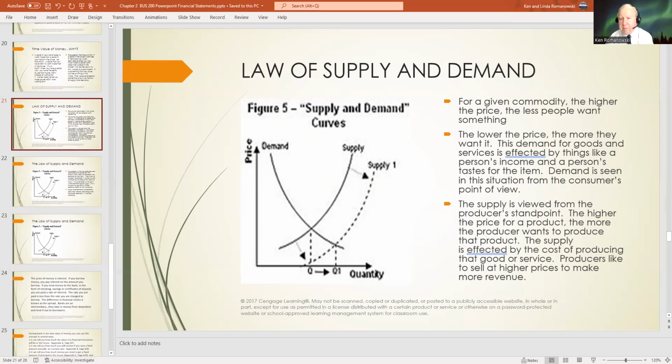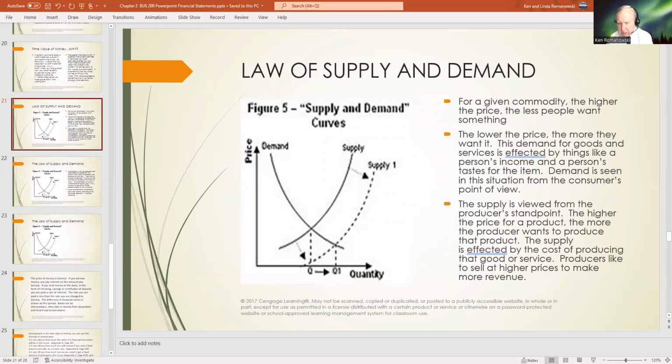The law of supply and demand is something that enters into prices for you. And especially when you're looking to the future for your own personal needs, not only for the entire economy, but also for your personal needs, you need to understand this concept. So with the law of supply and demand for a given commodity, the higher the price, the less the people want to buy something, okay, which makes sense. If the price is higher, then fewer people can afford it. If the price gets lower, then more people can afford it, okay?